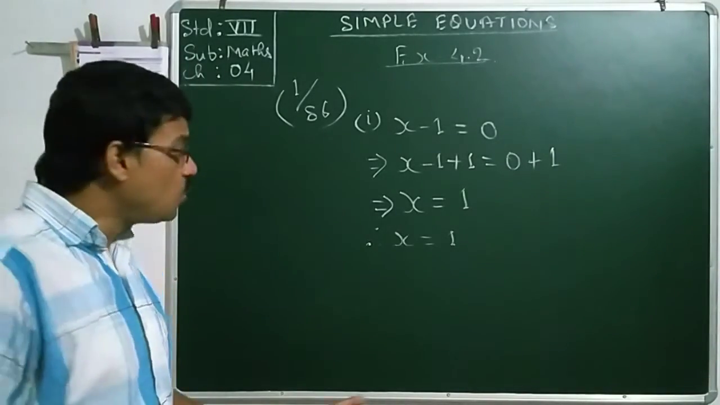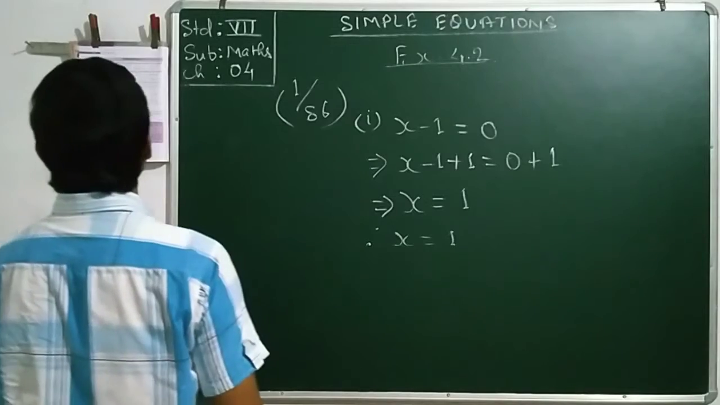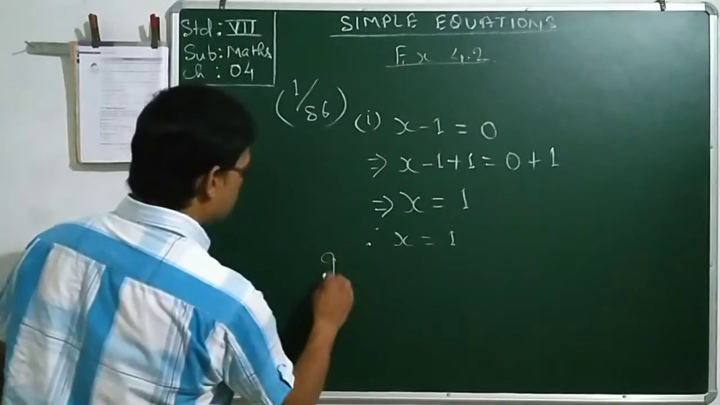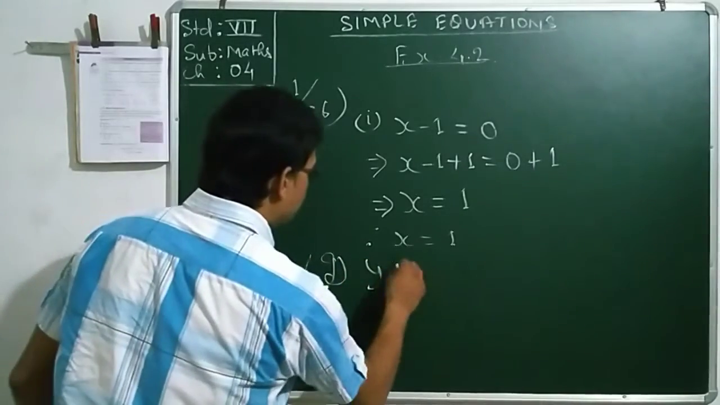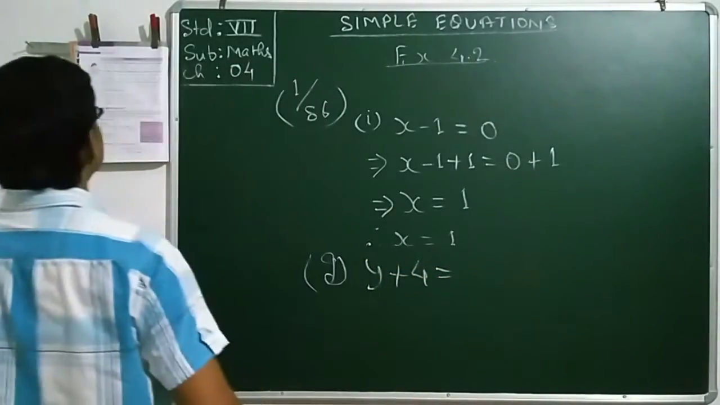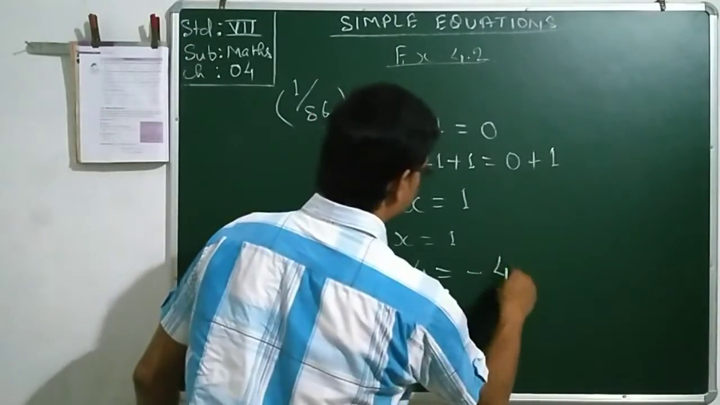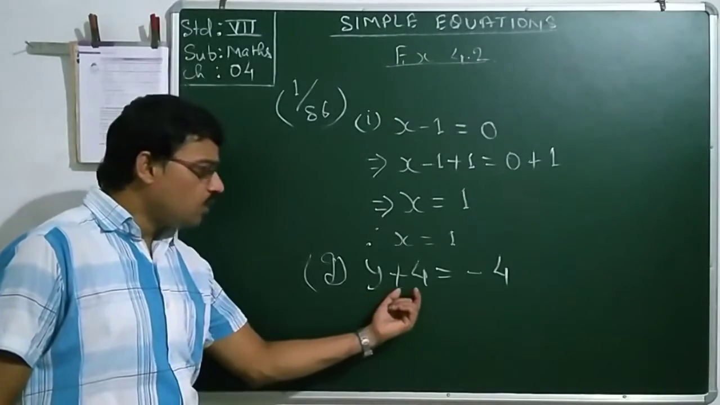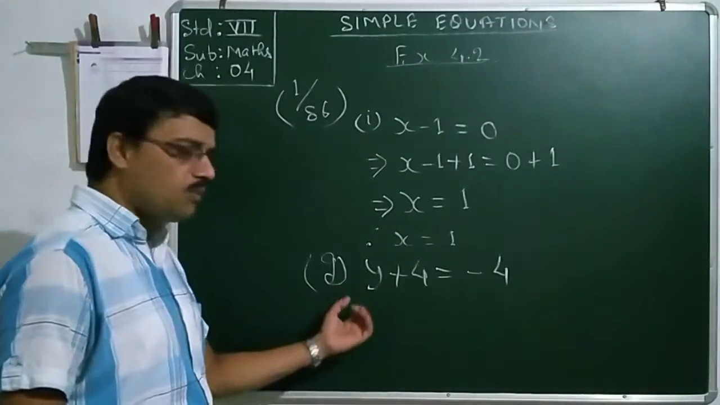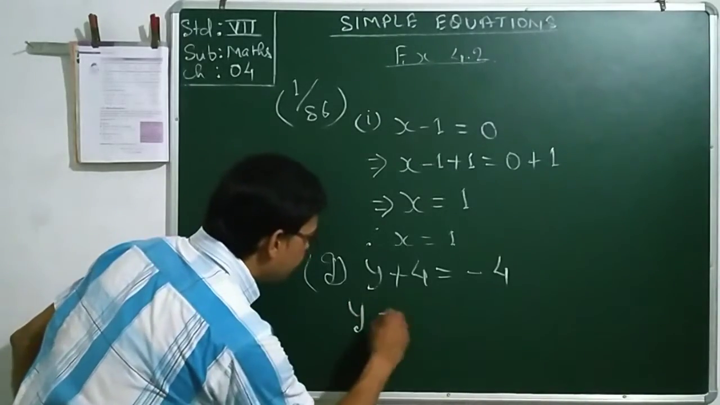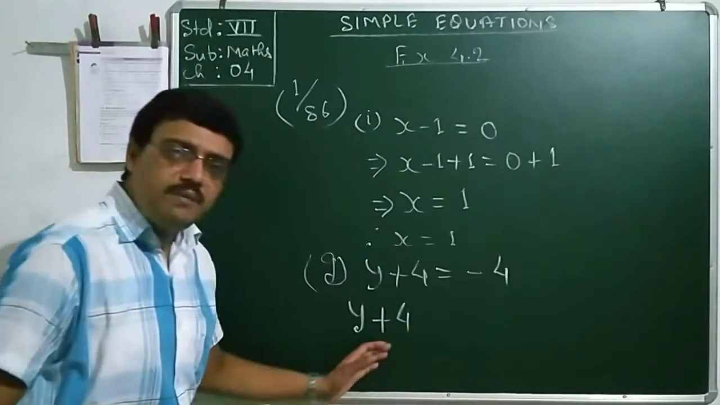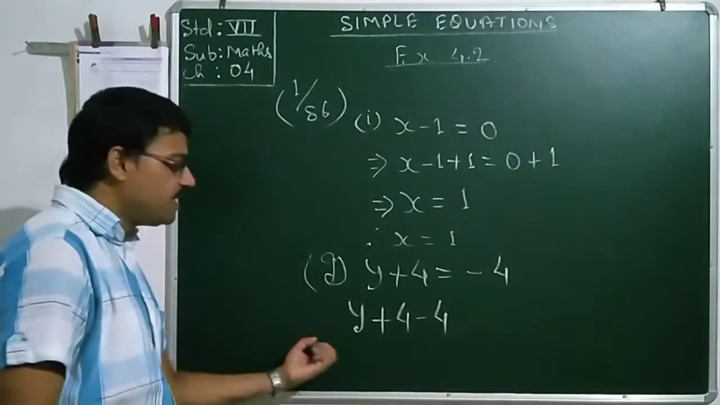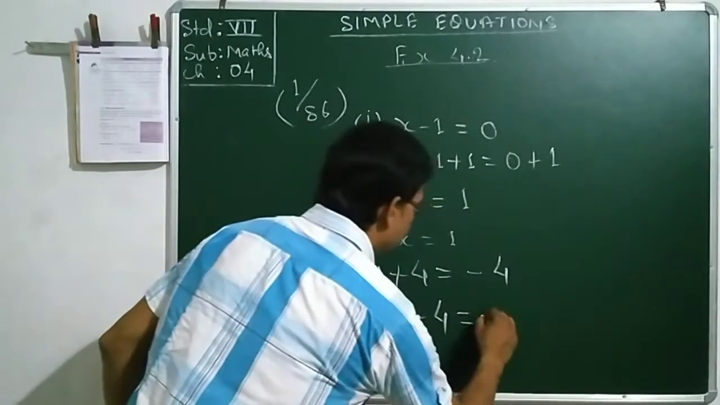I am explaining you one more sum. Take another one, that is 1(ii). y plus 4 equal to minus 4. What can you see here? 4 has been added with the y. See here, y plus 4, so we will subtract 4 so that we could separate the variable y here, equal to minus 4.